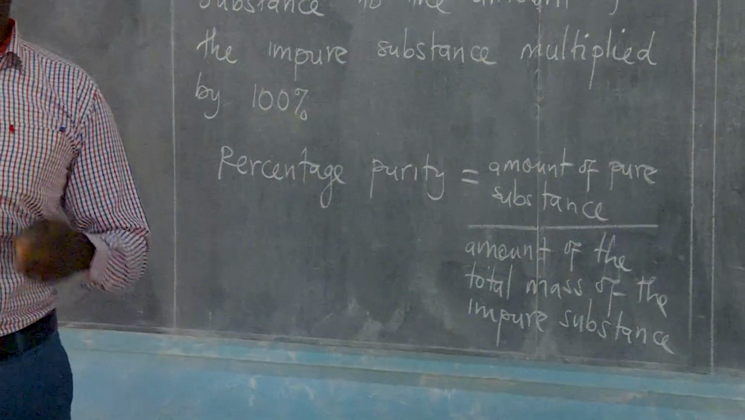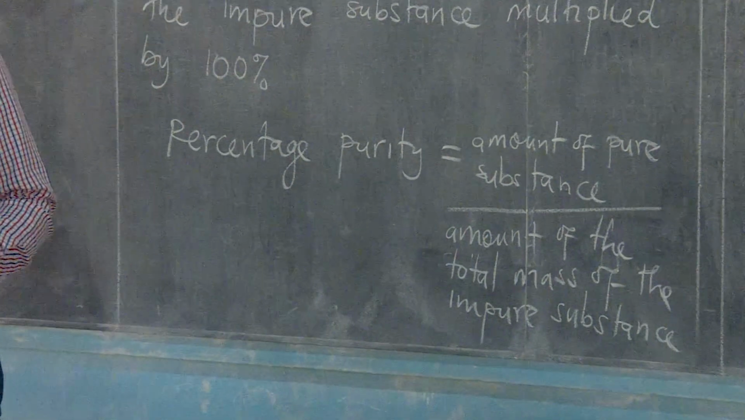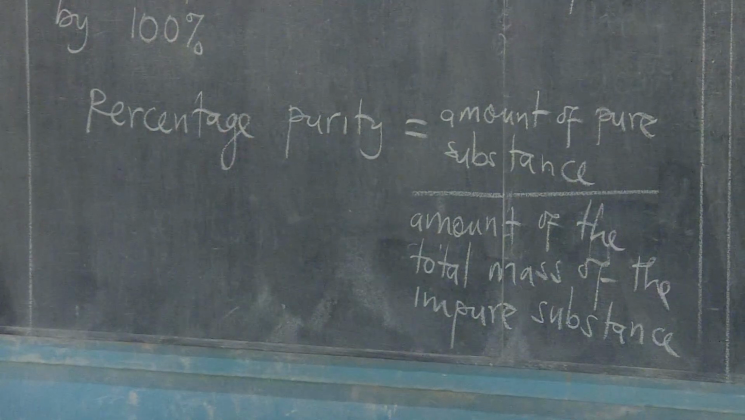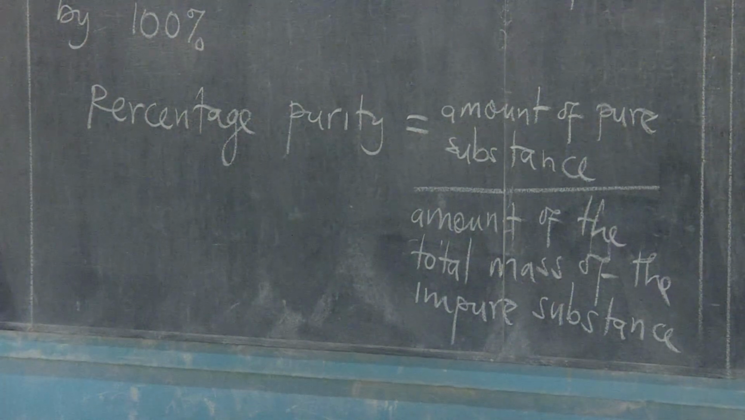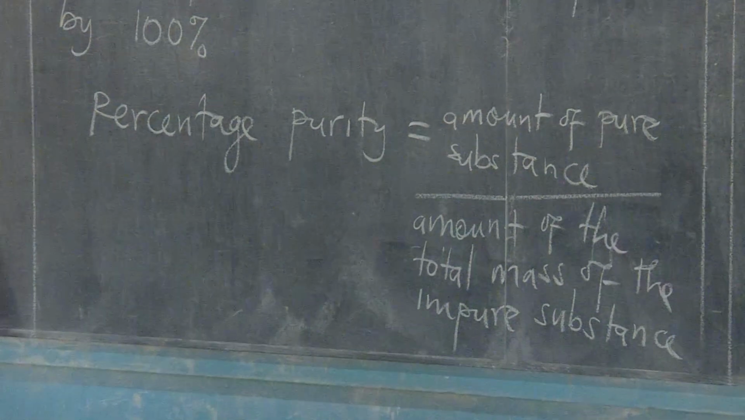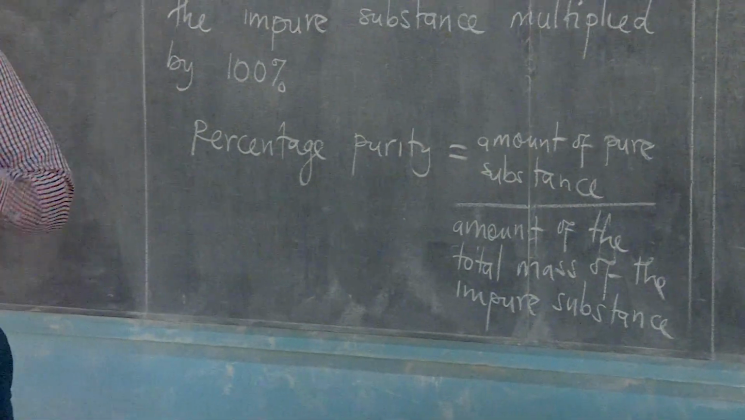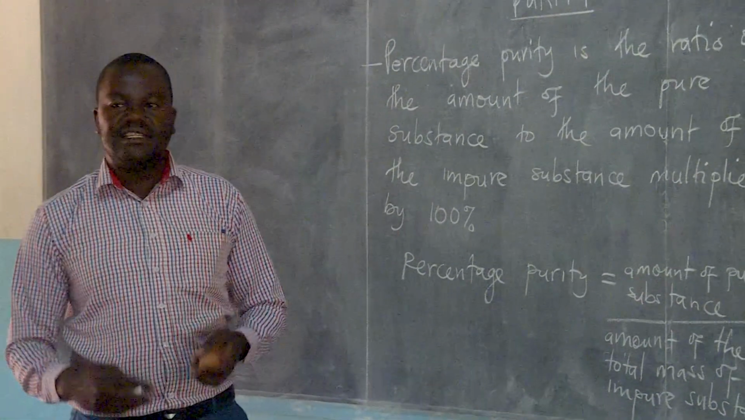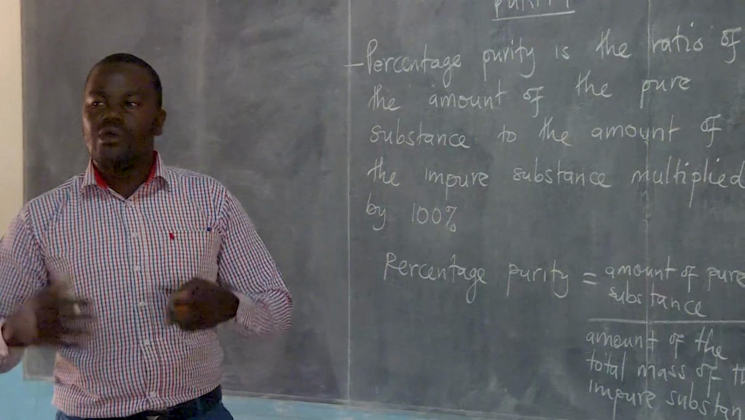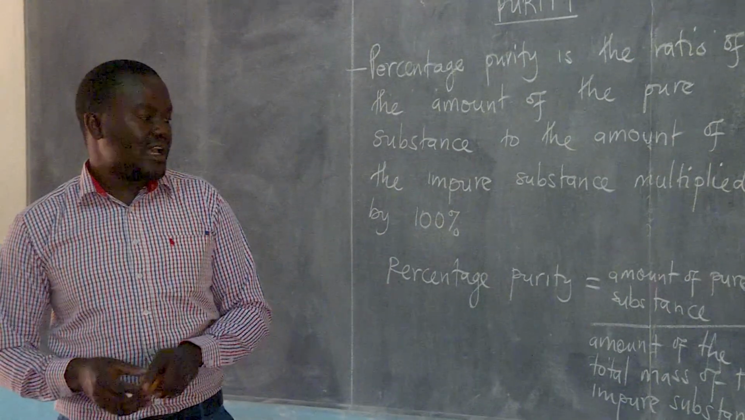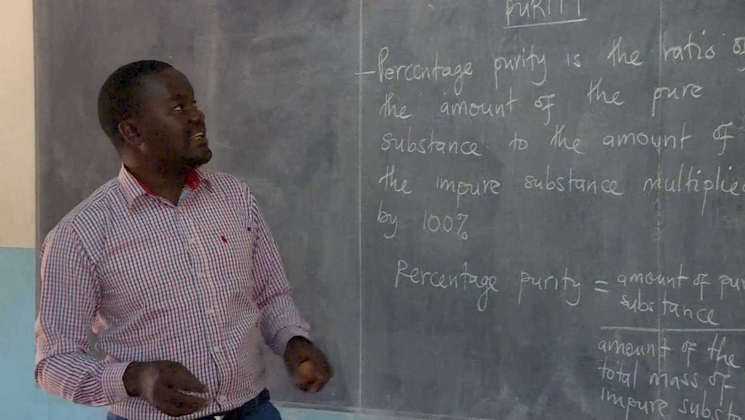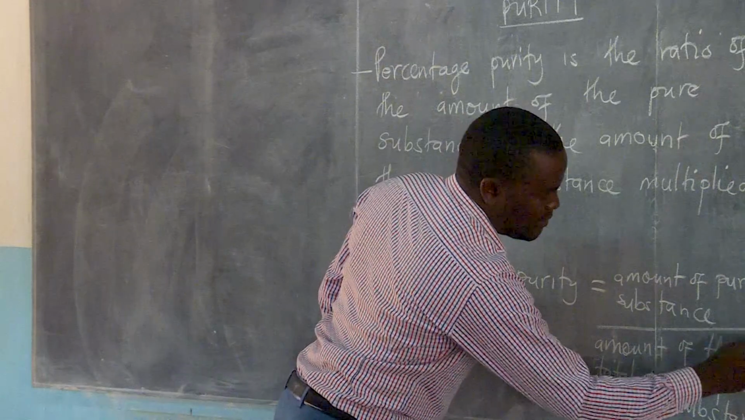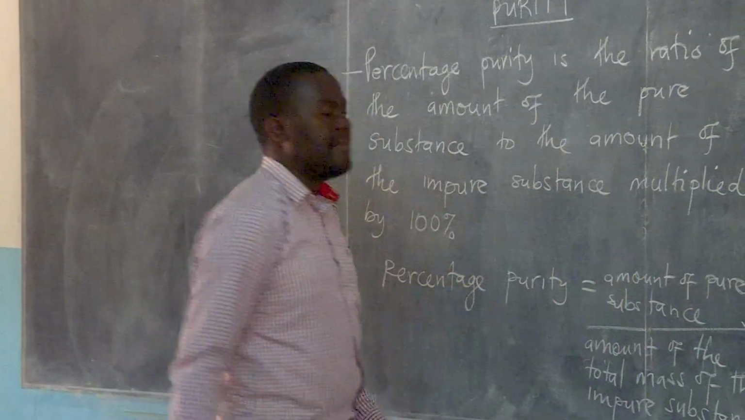One thing we should know is that when you are working problems based on stoichiometry, the amount of the impure substance is always given. What we are not given is the amount of the pure substance, which we have to work out. After we've worked it out, we find the percentage purity and multiply it by 100%.